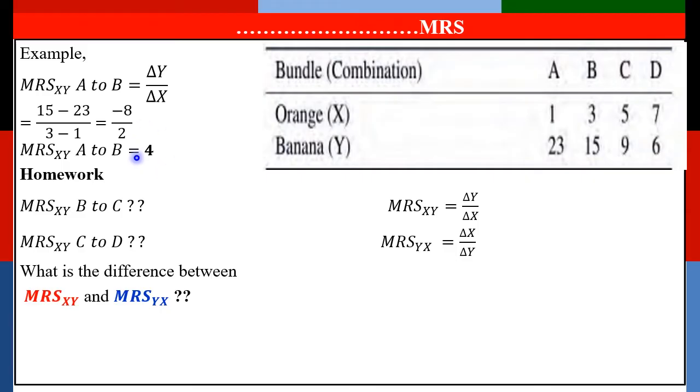In absolute value, negative 4 becomes 4. So what do we mean by this? 4 means that in order to increase the consumption of x from 1 unit to 3 units, an individual consumer has to decrease the consumption of y from 23 to 15, which is around 4 per unit. This is what we mean.